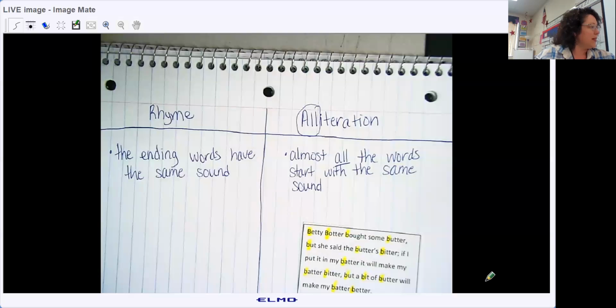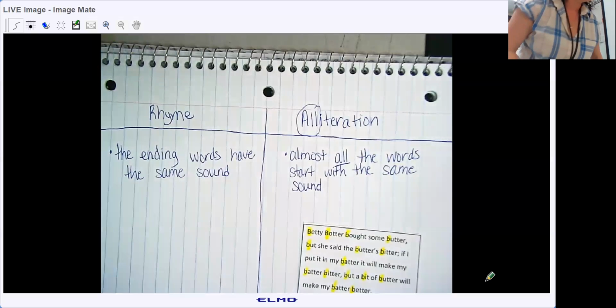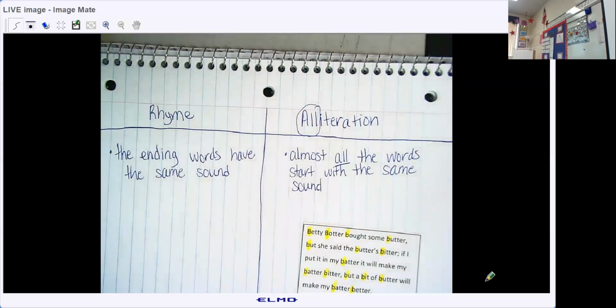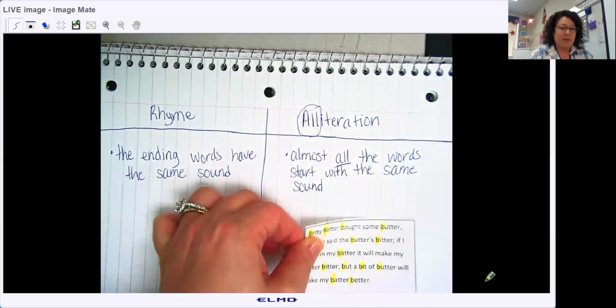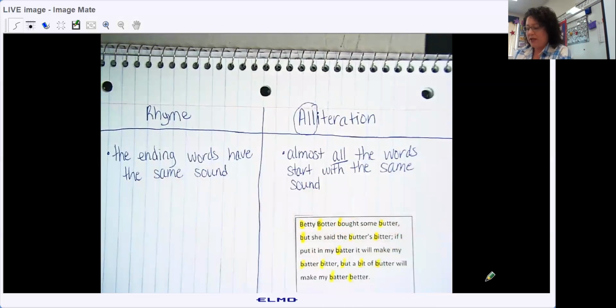Let's see, where's my glue stick? Well, look at that, the teacher wasn't prepared. Let me go get my glue stick, hang on. Look at that. I was telling you to be ready. I wasn't ready, sorry. Okay. I'm going to glue that in for my example of alliteration.